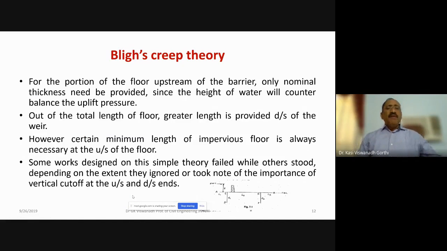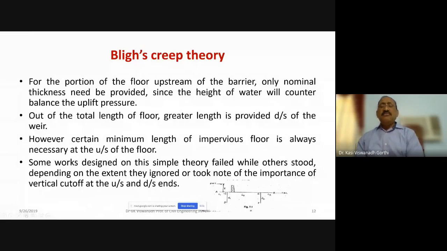For the portion of the floor upstream of the barrier, only nominal thickness need be provided. See, when you are providing a weir or a barrage, upstream of that, nominal thickness will be sufficient since the height of water will counterbalance the uplift pressure. See, in the figure, what will happen when you are providing a weir here on the upstream side, though you are extending the apron there, it is not only the weight of the apron which is counterbalancing the uplift pressure, but also the weight of water which is available here.